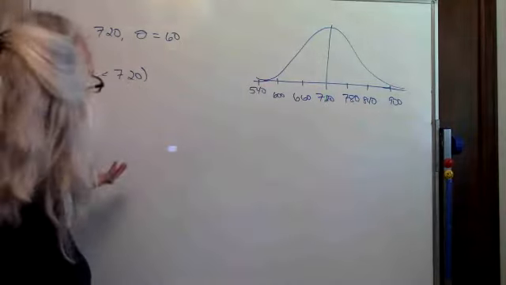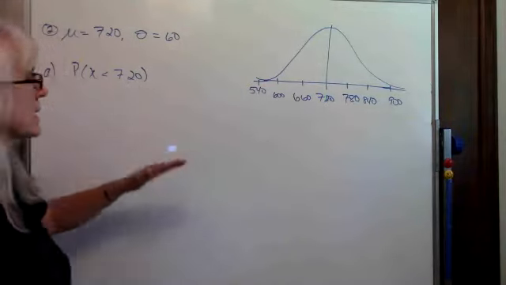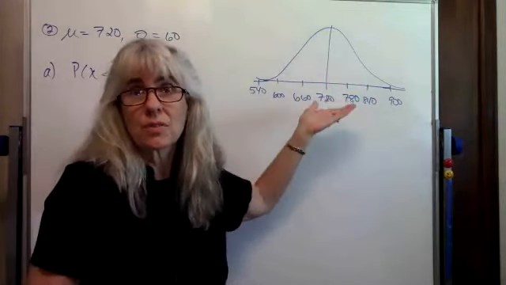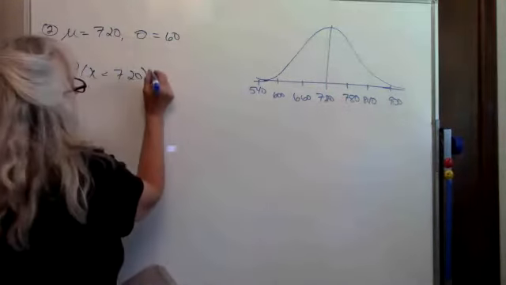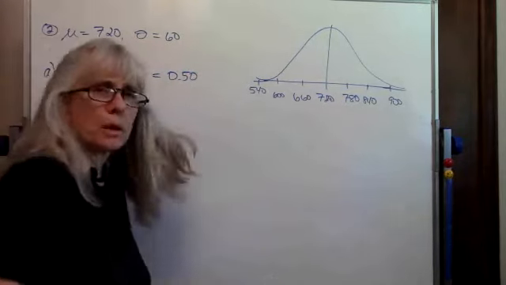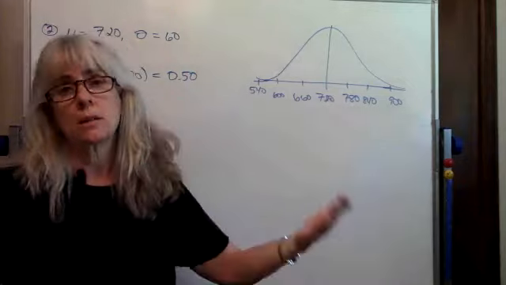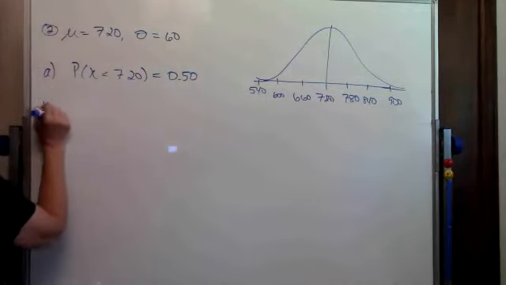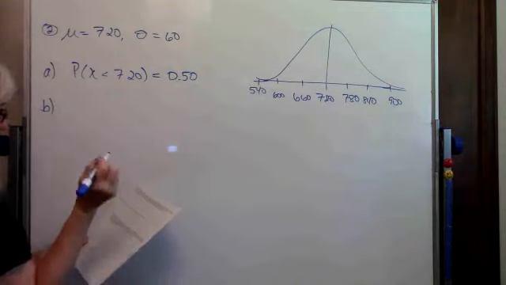Okay, well, wait a minute. I don't even need a Z table to do this one if they're asking if it's less than 720. 720 is the middle of this, and we know that the middle is 50%. So the probability that somebody makes less than 720 is going to be that 50%. If you go through the motions of finding the Z and then going to the Z table, you'll get the same exact answer.